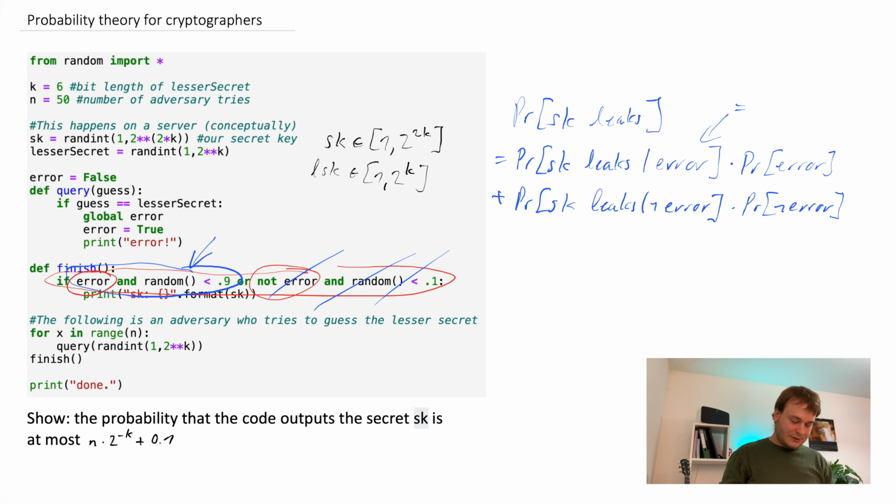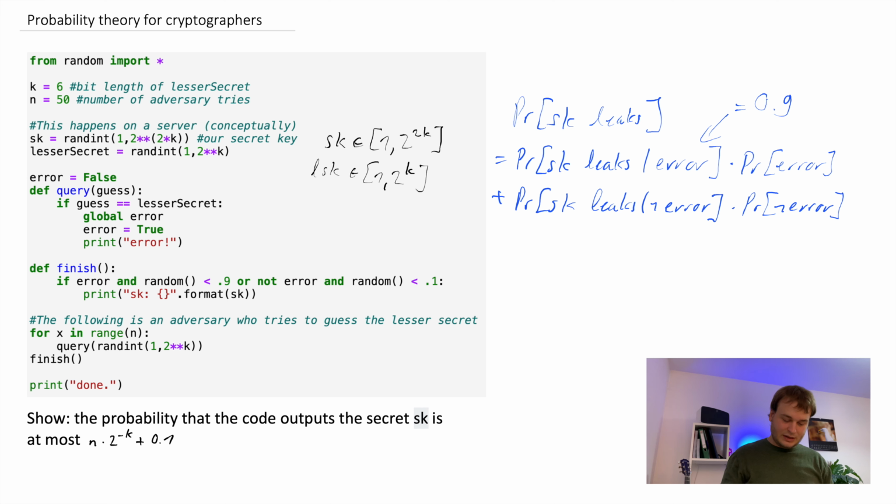Okay, so what we can see immediately is if the error occurs, then the probability that the secret key leaks is just this here. So it's 0.9. And similarly, if the error does not occur, we know that the probability that the secret key leaks then is given by this part here, and this is just 0.1.